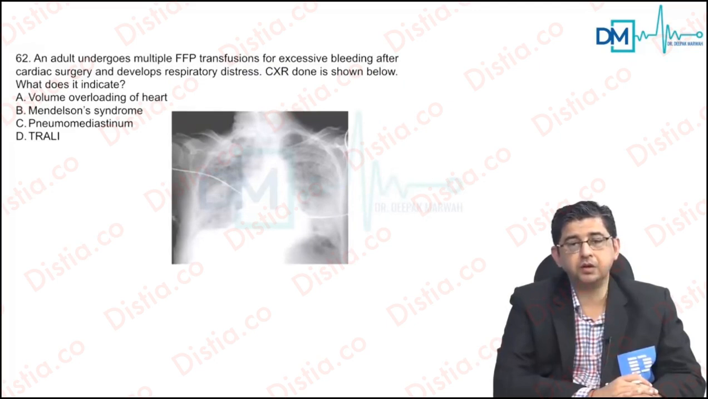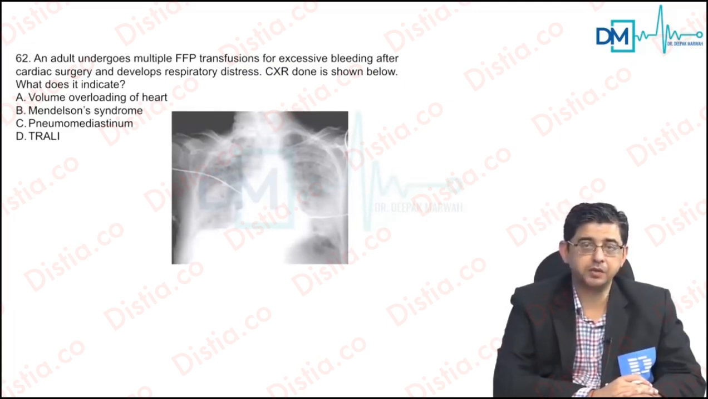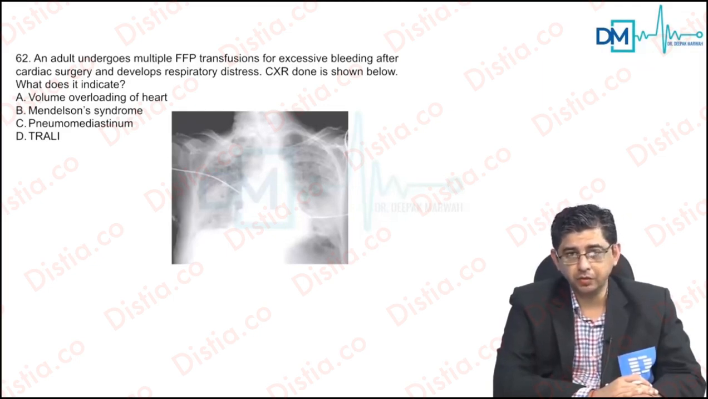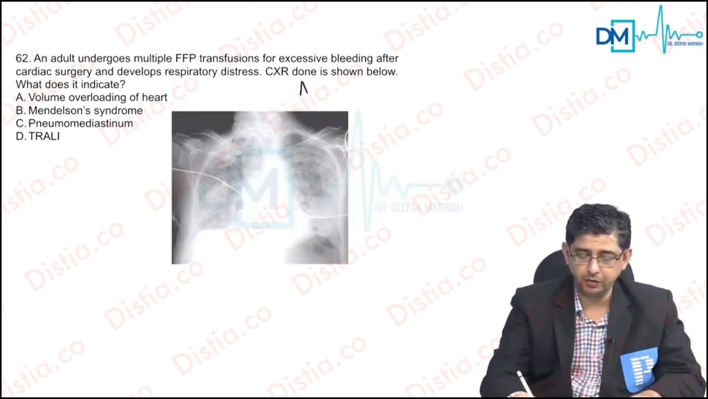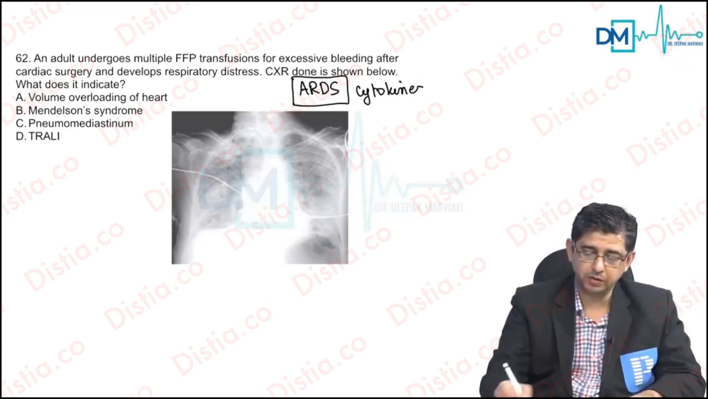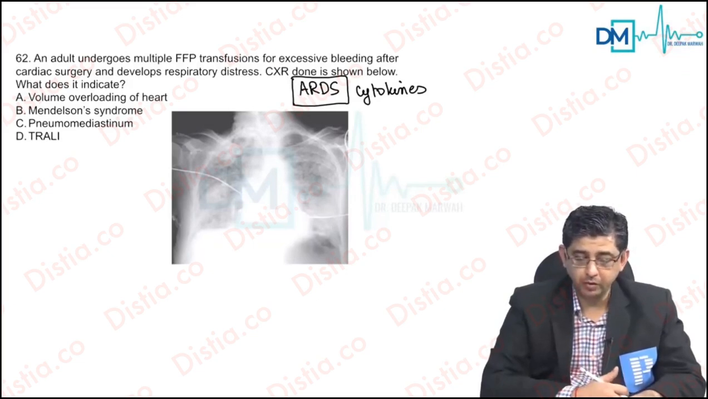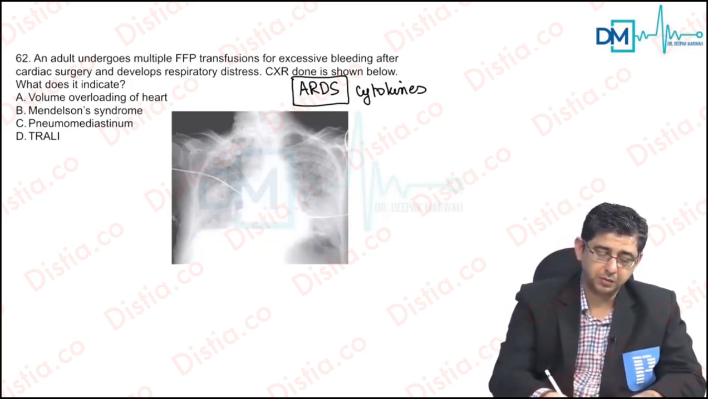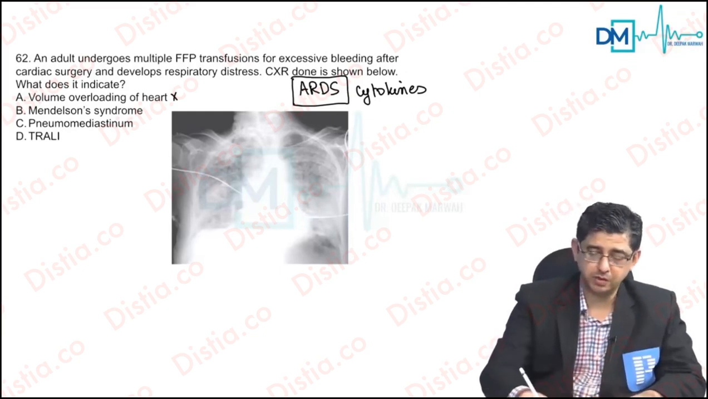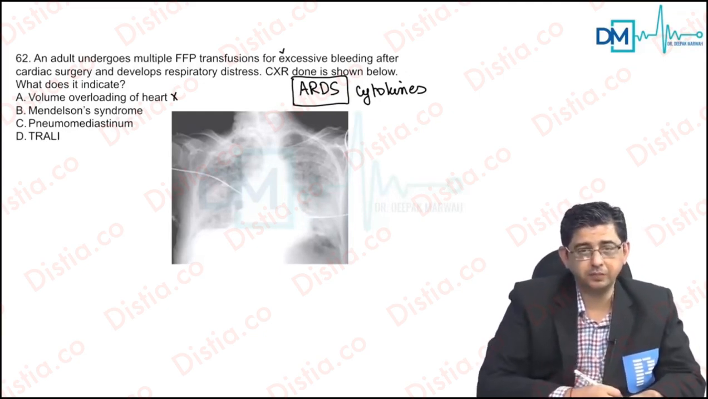Okay, in this question an adult undergoes multiple FFP transfusions for excessive bleeding after cardiac surgery and develops respiratory distress. If you read the question carefully, multiple FFP transfusions and then development of respiratory distress indicates development of ARDS in a patient, because multiple transfusions can contribute to cytokine release, and these cytokines will cause damage to the lung microvasculature, causing ARDS or transfusion related acute lung injury. Volume overloading of the heart, choice alpha, is unlikely in the question because the patient is having excessive bleeding. So excessive bleeding tells me it is unlikely to be volume overloading.